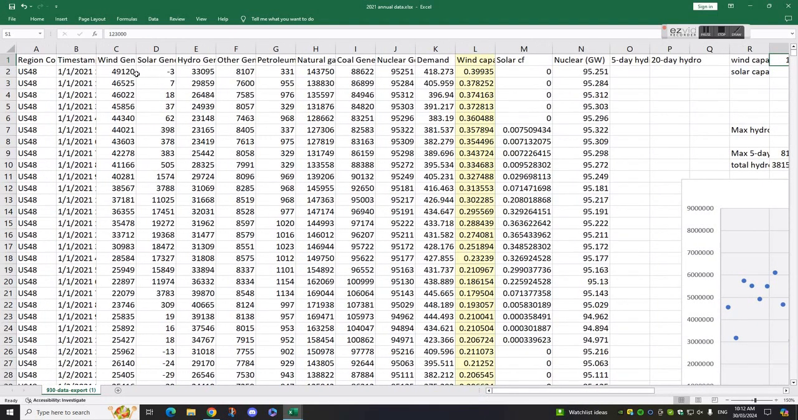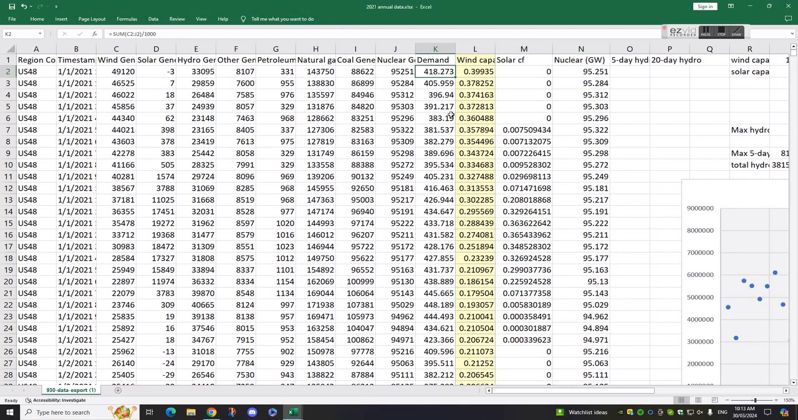And at midnight on the 1st of the 1st, it was producing 49,120 gigawatts, all the wind generators across the US. So that's 39.9% of their maximum capacity. Similar for solar. Nuclear, I took the actual amount, 95,251 megawatts or 95.251 gigawatts, and I just used it directly. We got demand by the sum of these generations, so 418 gigawatts.